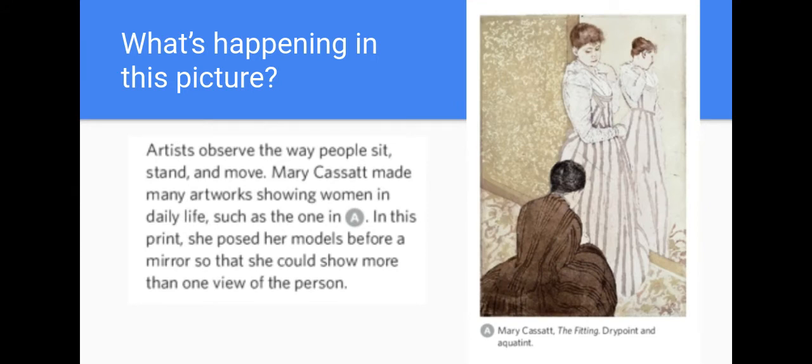Let's look at this picture. This picture is by Mary Cassatt, and she has a woman being fitted for a dress by a seamstress. But what's cool is that you can see the reflection of the woman in the mirror. Artists observe the way people sit, stand, and move. Mary Cassatt made many artworks showing women in daily life.